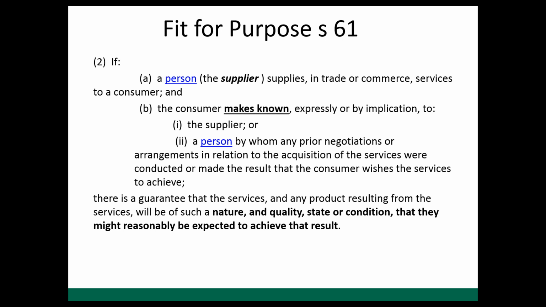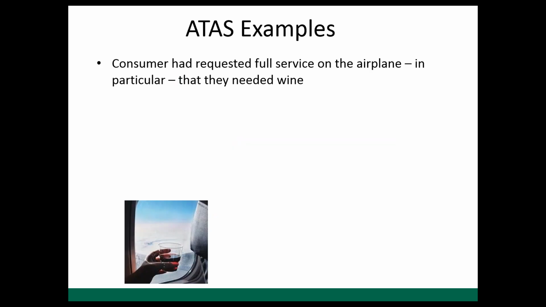Part 2 of 61 goes on saying that where the consumer makes known a person by prior negotiations, the guarantee, you'll see down the bottom highlighted, is that the product resulting from the service will be of such a nature and quality, state or condition that they might reasonably be expected to achieve that result. So the key takeaway is it has to be made known. I'll give you a couple of examples. We do see fit for purpose a lot.